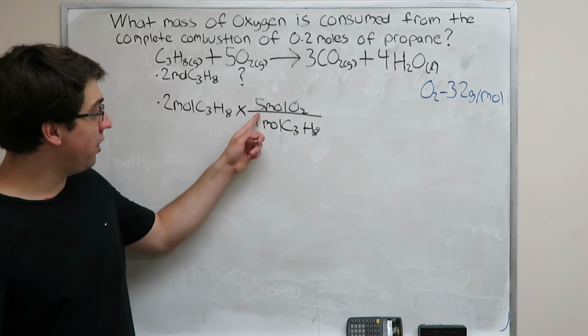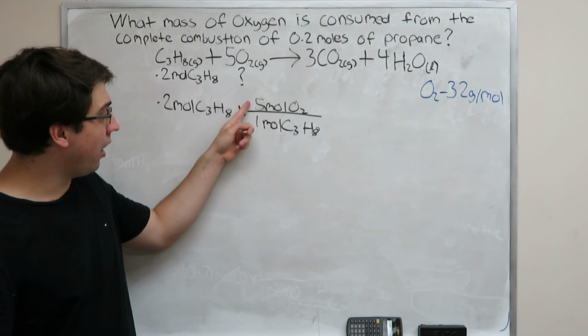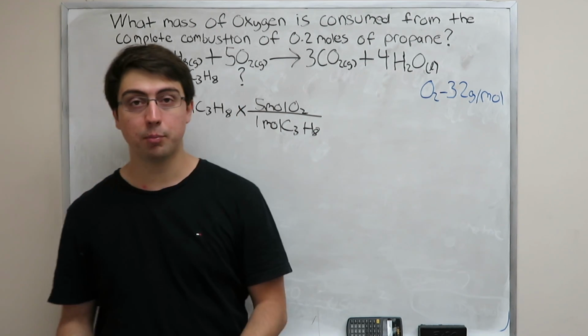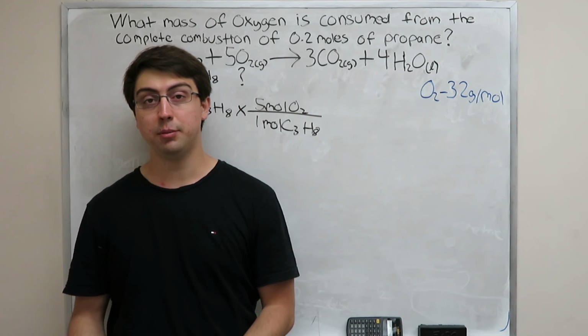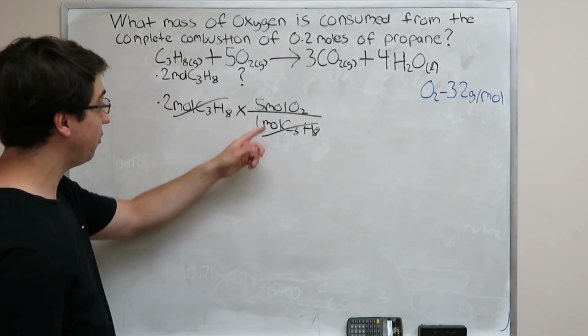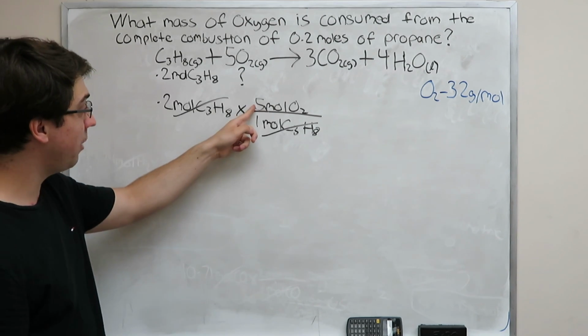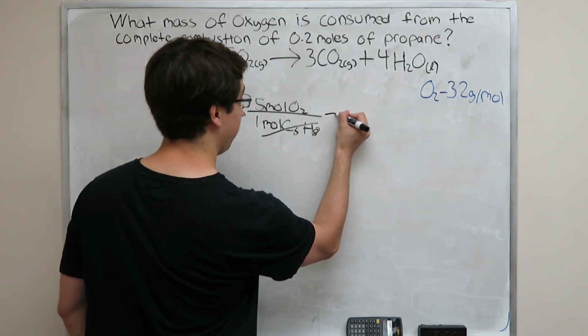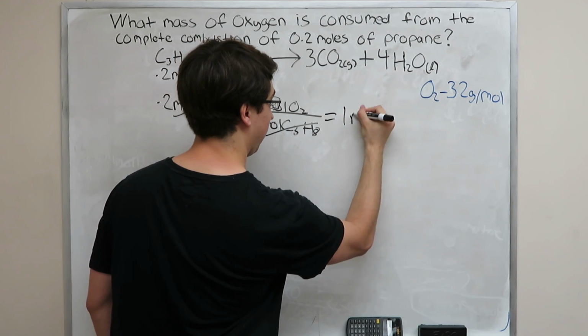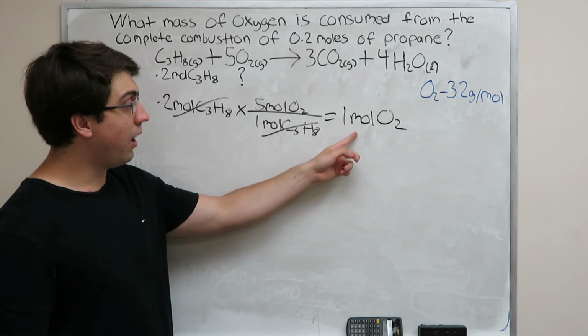This is our mole ratio. It's also known as a stoichiometric factor, and it shows that there is 5 moles of oxygen required for every 1 mole of propane. It works just like converting between grams and moles. The moles of propane will cancel out, leaving us with moles of oxygen, and you just need to take the 0.2 and multiply times 5. We got 1 mole of oxygen.